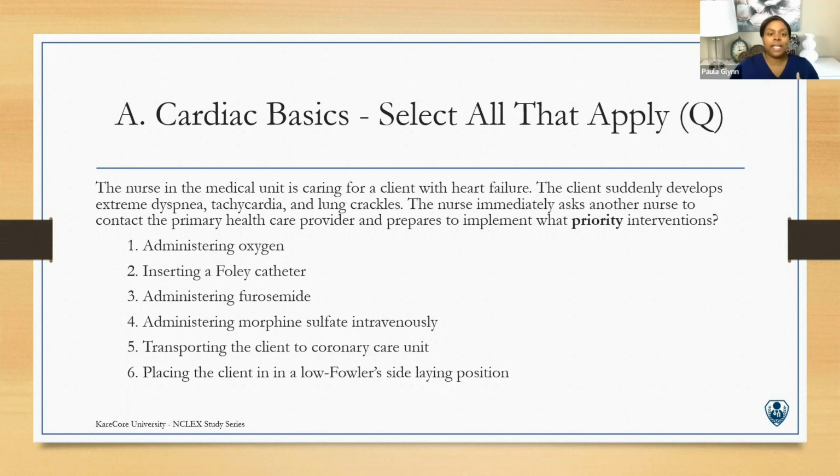Okay, so the answers it gives us are, what are the priority interventions? We know that's not going to be one, and we're going to select all that apply. Your static questions are never select one, and they are never all of the options. The options are: administering oxygen, inserting a Foley catheter, administering furosemide, administering morphine sulfate intravenously, transporting the client to the coronary care unit, or placing the client in low Fowler's position.